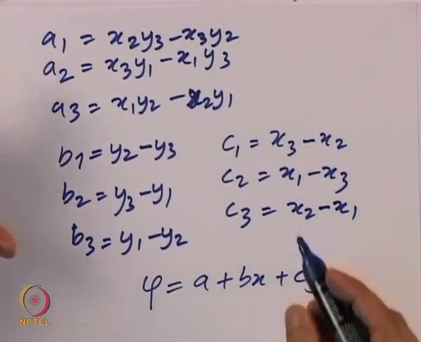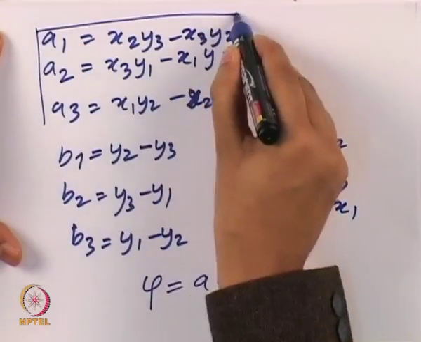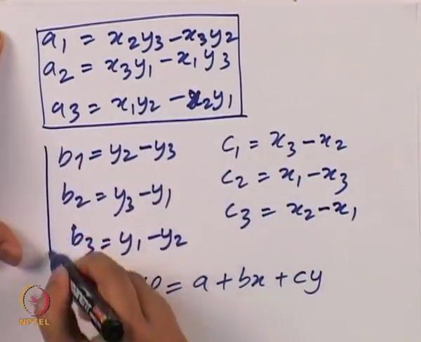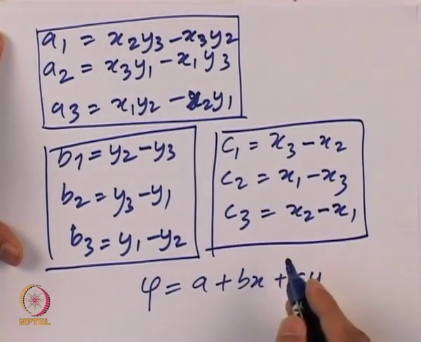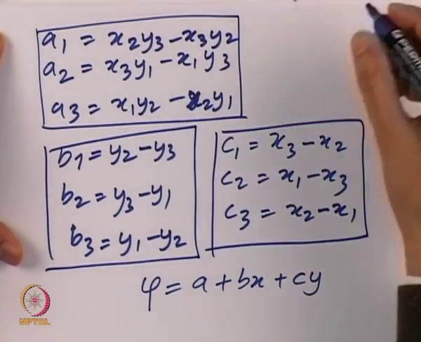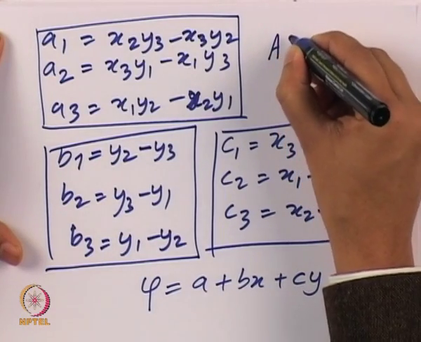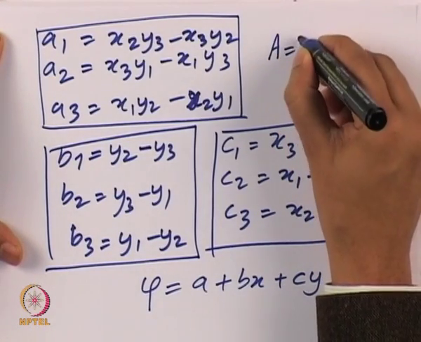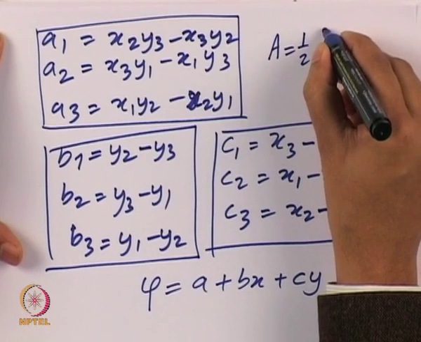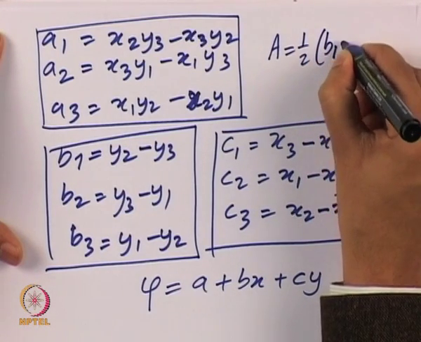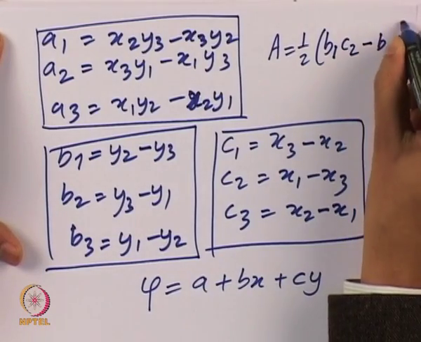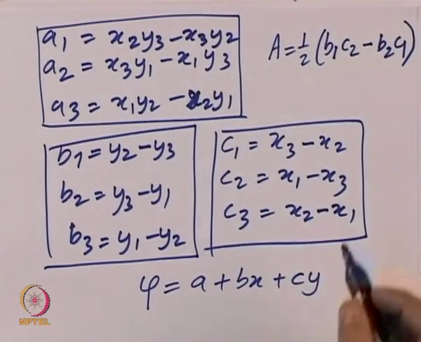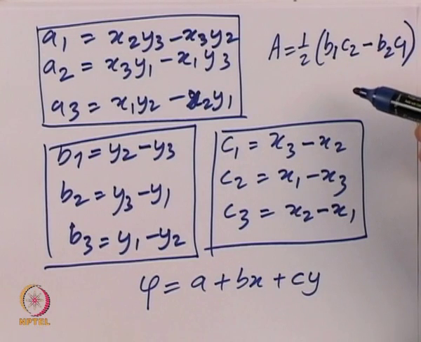And we can also write, so this is for the a's, this is for the b's, this is for the c's. We can also write the area is equal to 1 by 2 multiplied by b1 c2 minus b2 c1. So this is the way we compute the area of the triangle or area of the element.